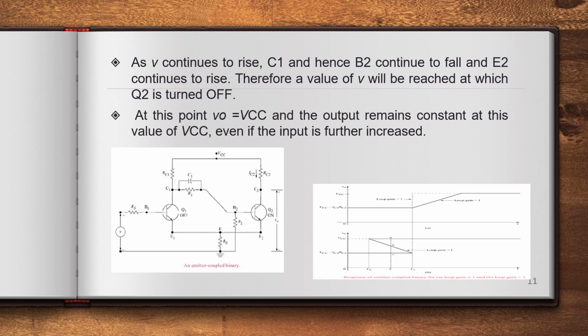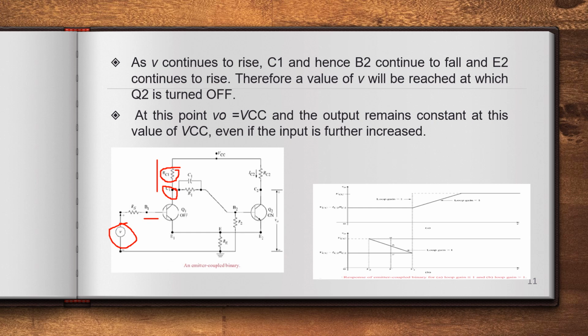As the input voltage continues to rise, the base current increases. If the base current increases, the collector current, given by beta times the base current, of the first stage also increases. When the collector current increases, the drop across RC1 also increases. Then the potential at point C1, the collector of transistor Q1, decreases. Why? Because of more drop across RC1.